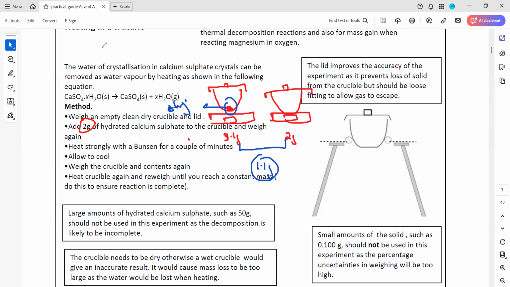And how to know how much water is there? You have the hydrated salt 2, you have the anhydrous 1.1. So you subtract the two masses to know how much water is lost. So 0.9 grams is the mass of water. Then first you compare the mass of anhydrous salt with the amount of water which is present. The main thing is you should know what mass of anhydrous salt you have and what is the mass of water which is released. Then find the moles of each and then take the mole ratio.